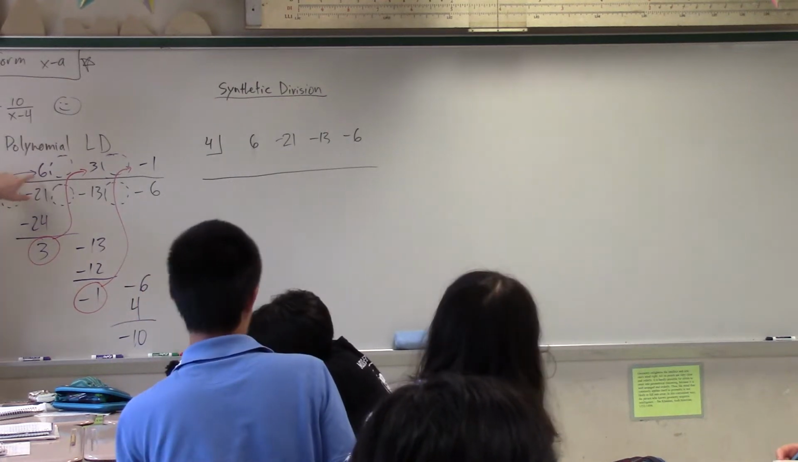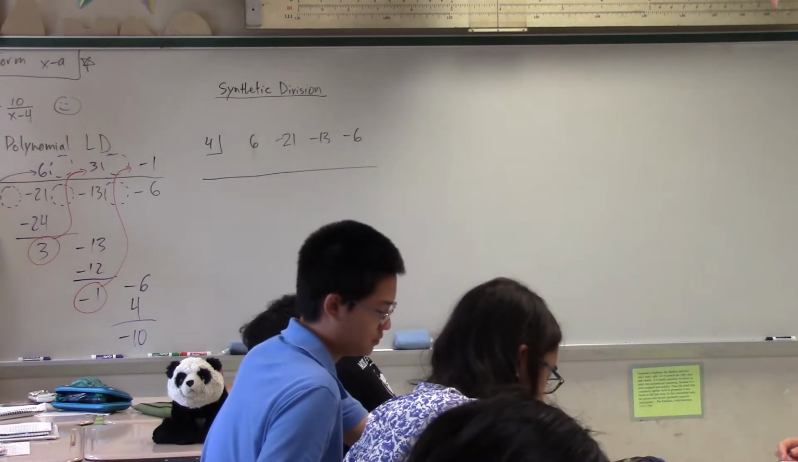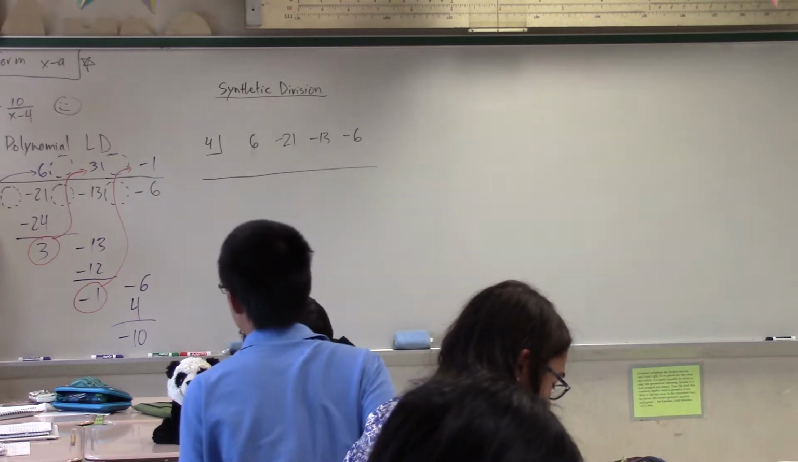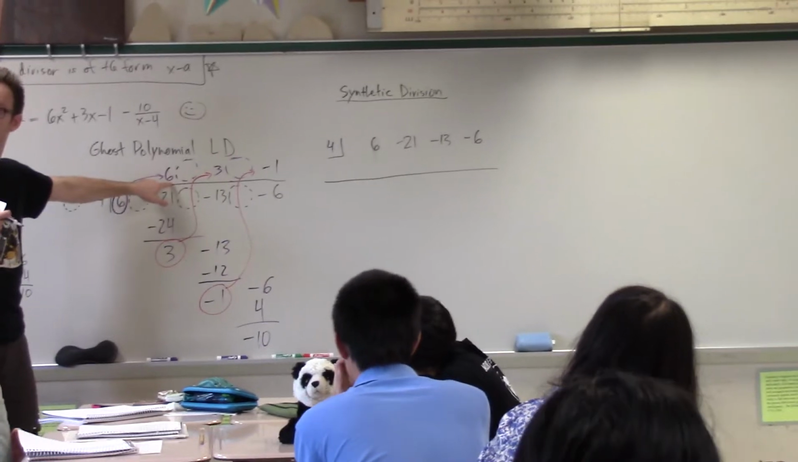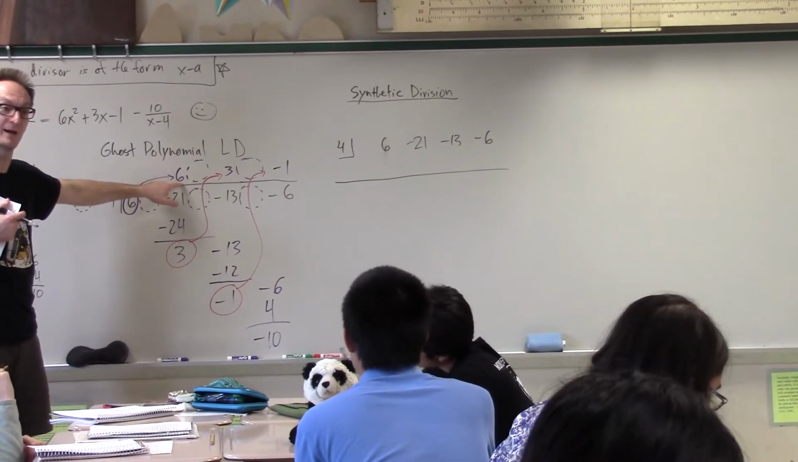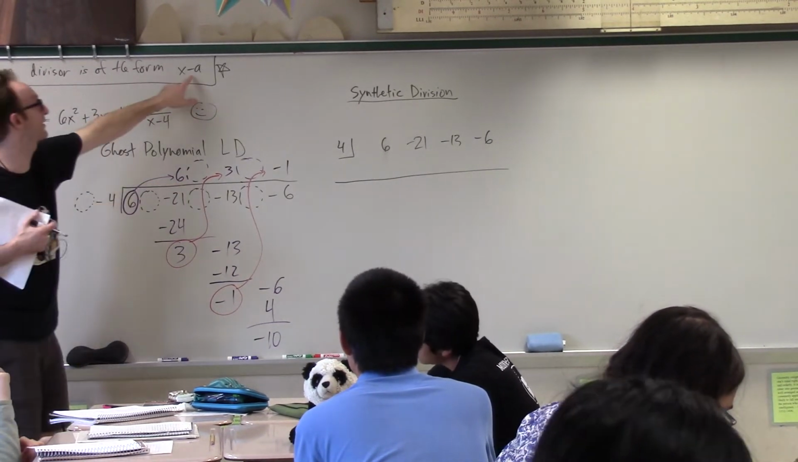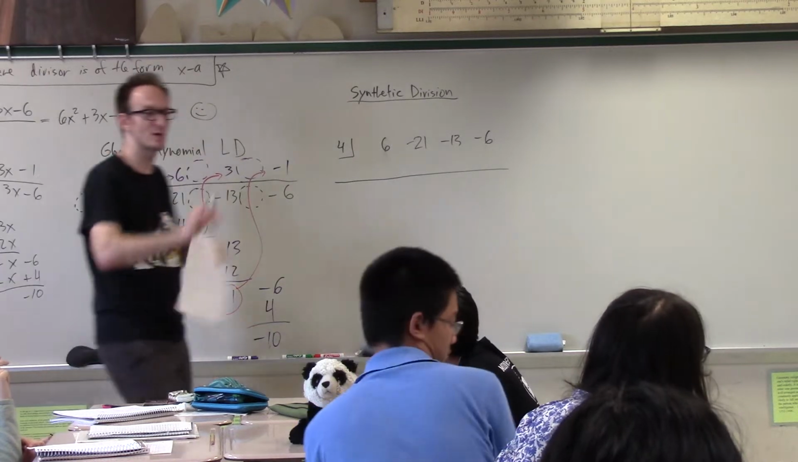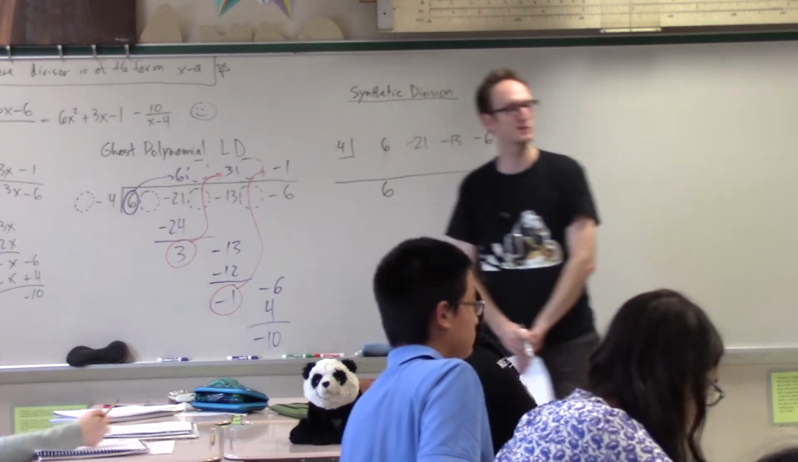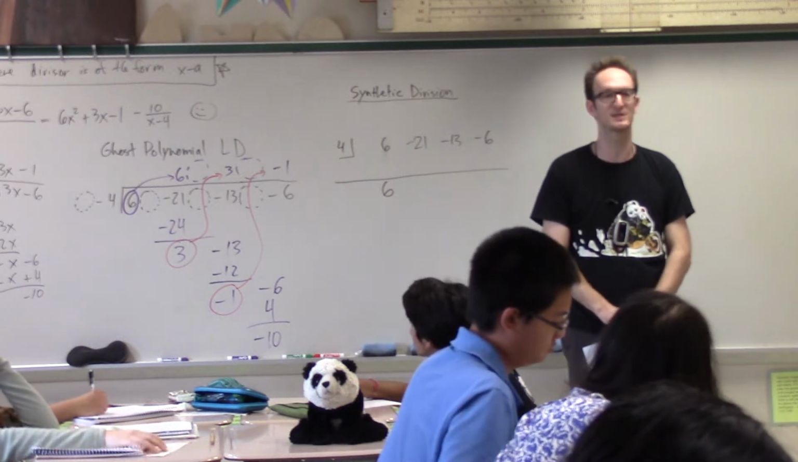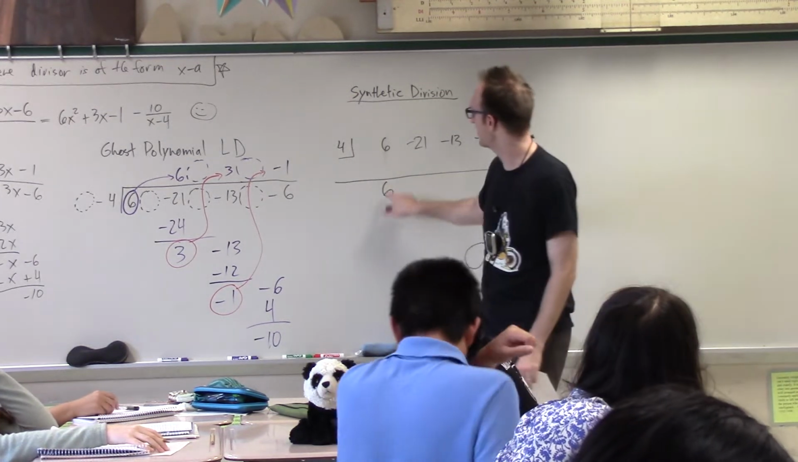This 6 just automatically, the coefficient of the dividend automatically becomes the first coefficient of the quotient, right? Yeah. And that relies on the fact that you're dividing through by things with the form x minus a. All right, so before I even do anything, I can just straight up tell you that the first coefficient of the quotient is going to be 6, yeah? Yeah. Okay, so we just bring that 6 down.